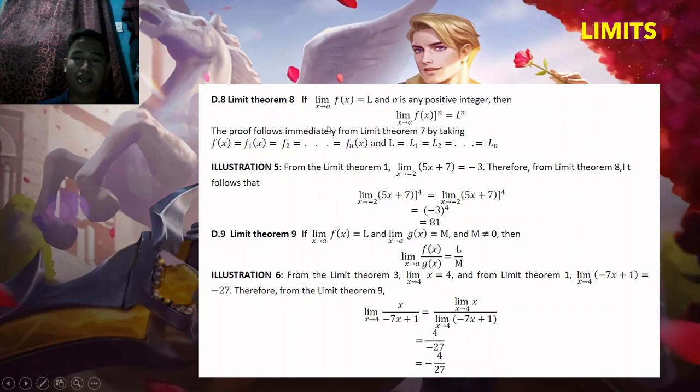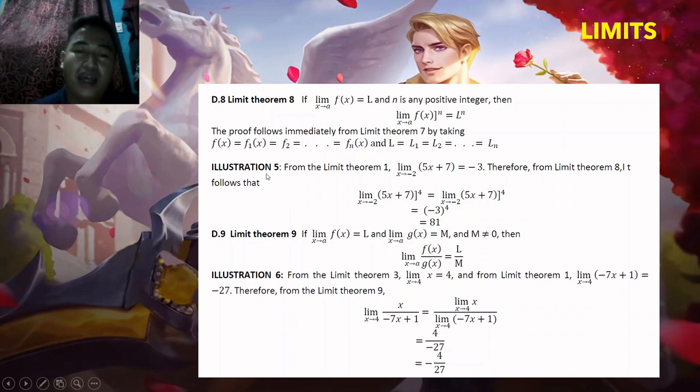Then limit theorem number 8. Okay, the limit of f of x as x approaches a is equal to L and n is any positive integer, then the limit of f of x to the power of n as x approaches a is equal to L to the power of n. So if f of x is raised to an exponent, the result is L raised to the same exponent. This proof follows immediately from the previous theorem, where all the fi's are equal to f, and the Li's from 1 to n are equal to L.